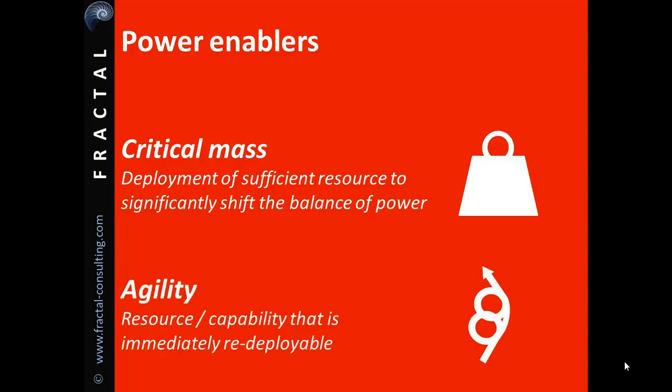The other power enabler is agility, and we define agility quite precisely as resource or capability that is immediately redeployable. Agility generally needs planning and comes with a price tag. It requires some organisational slack as it needs resource in waiting or easily withdrawn from other non-critical areas. Highly efficient or lean organisations don't often have this and find it hard to redeploy at speed.